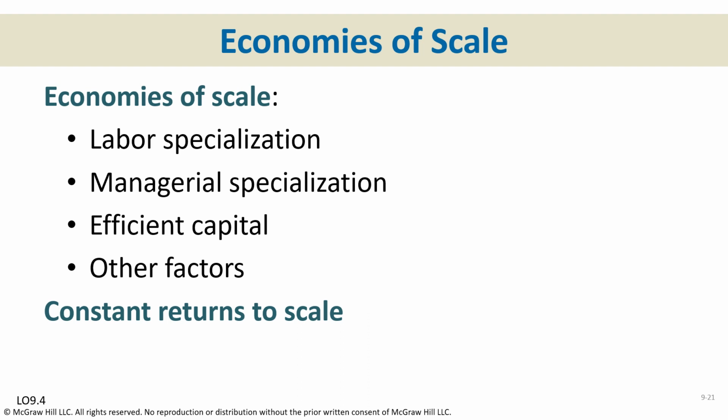quantities. Constant returns to scale will occur when ATC is constant over a variety of plant sizes. When there are constant returns to scale, an increase in inputs will result in a proportionate increase in outputs.